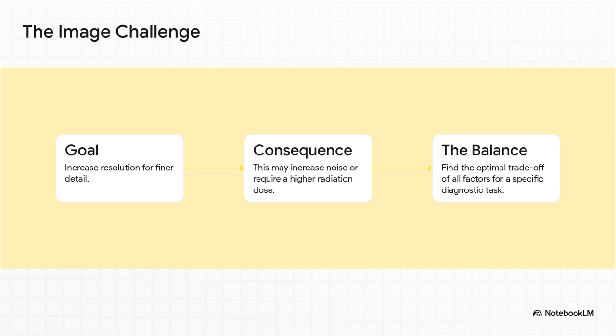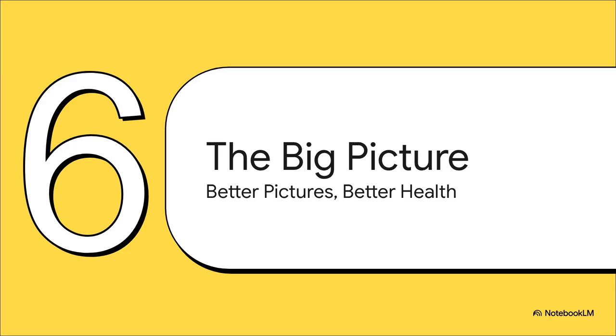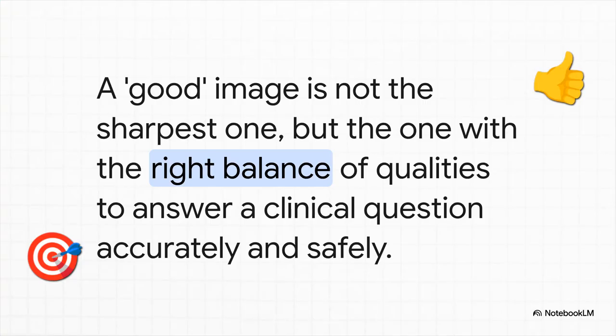So the goal is never, ever perfection in just one of these areas. It's always about finding that optimal trade-off for the specific question the doctor is trying to answer. So what's the big picture here? What's the main takeaway from all of this complex science? It's this: a good medical image isn't always the sharpest or the cleanest one. A kind of blurry image that tells the truth is 1,000,000 times more valuable than a razor-sharp one that's misleading.